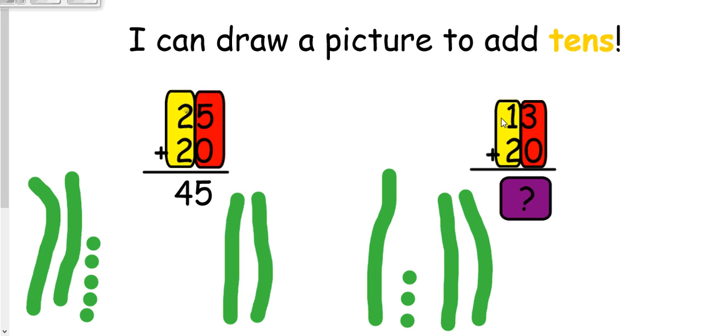Okay, now what are we going to do? Let's count it. Let's start with our 10s. 10, 20, 30, 31, 32, 33. Let's check our answer. 13 plus 20 equals 33. Nice job, my math superstars. Now you know how you can draw a picture to help you add.